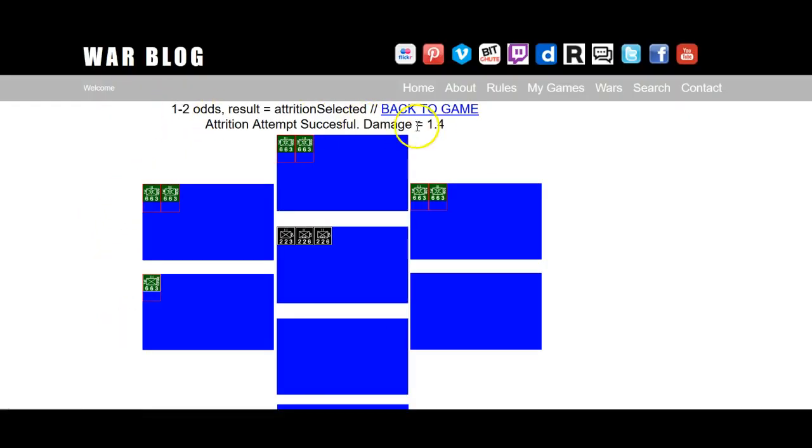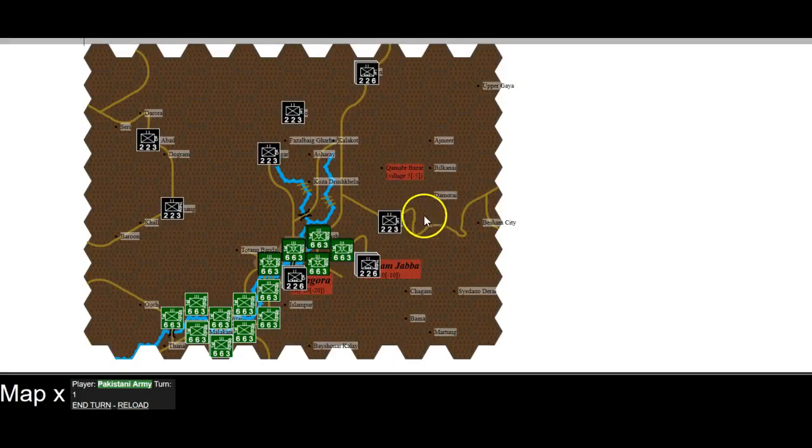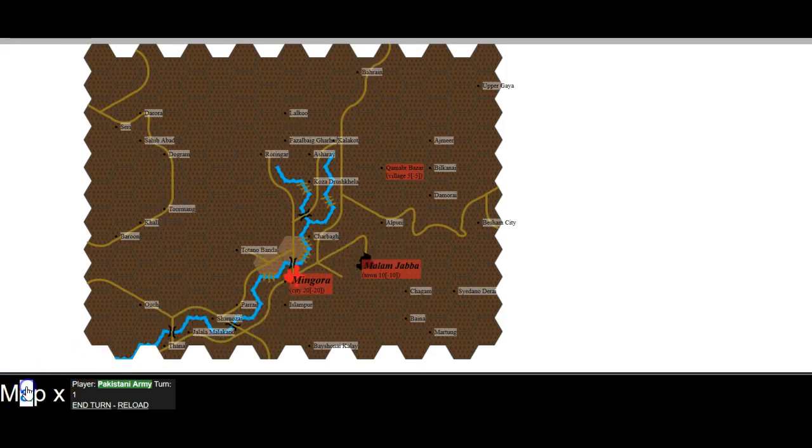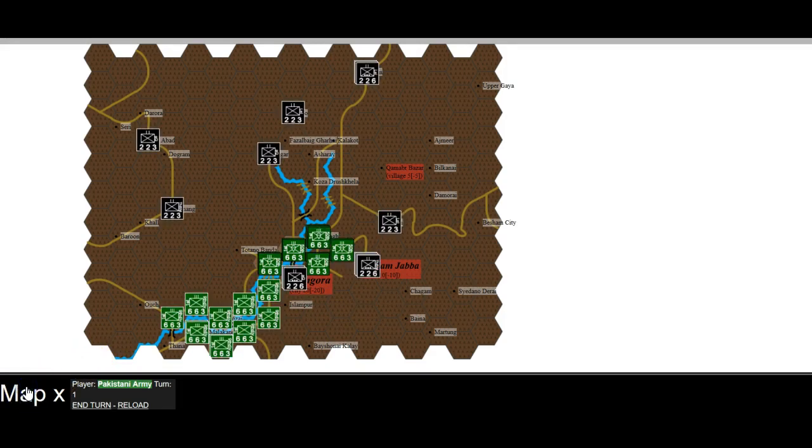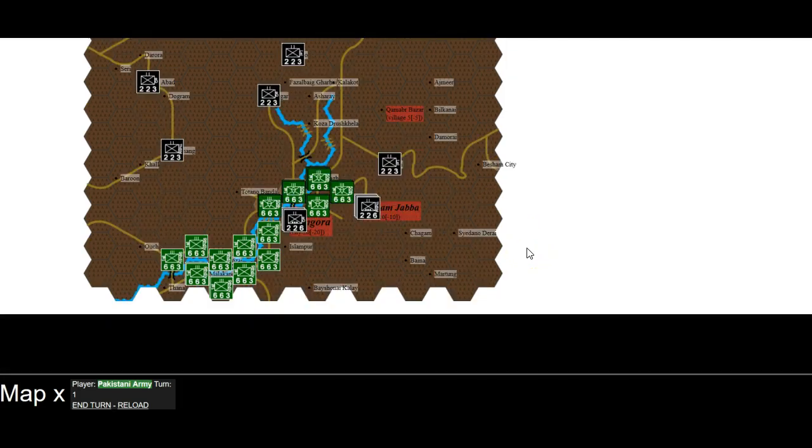So that would have been a 1 to 2 attack, but as it happens we actually did 1.4 damage, which was pretty good. However, what we really want to do is bring him in next turn. The battle for Mingora is well underway now, and that was the first attack. Lots of air power and some attrition. I think that's a fairly reasonable way of considering it.